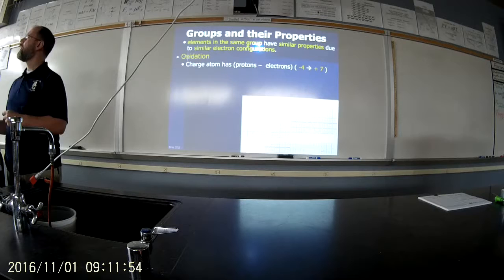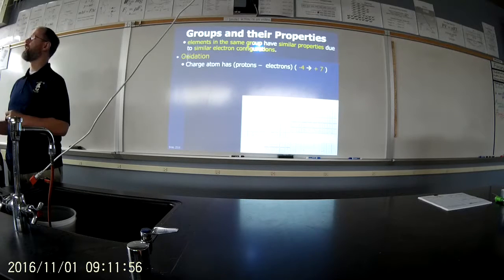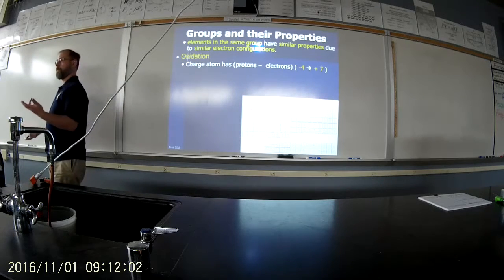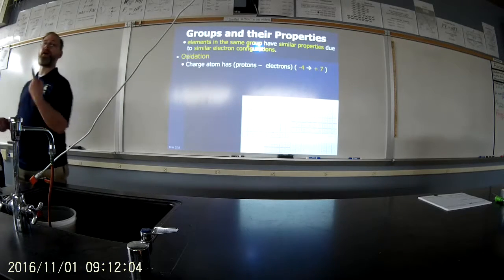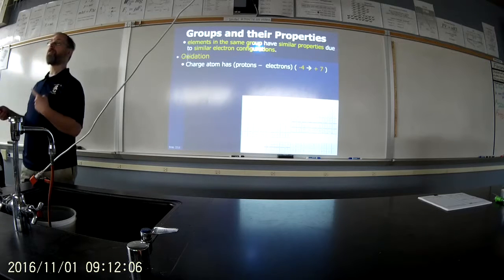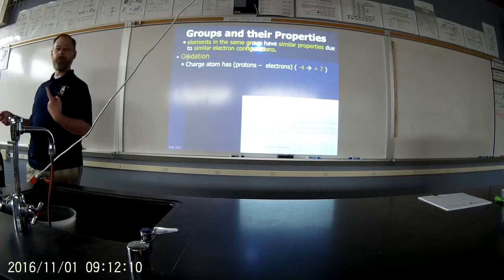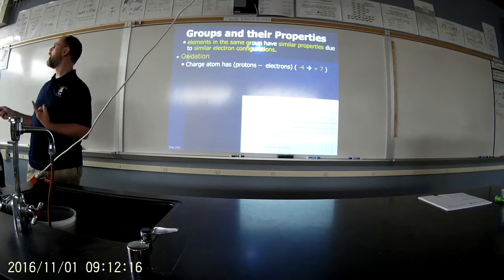Lithium. Lithium's group has how many valence electrons? 1. If it loses that valence electron, what's the resulting charge? +1. So the oxidation number of all of group 1 is +1. See how this works? +1, +2, +3, plus or -4, -3, -2, -1.